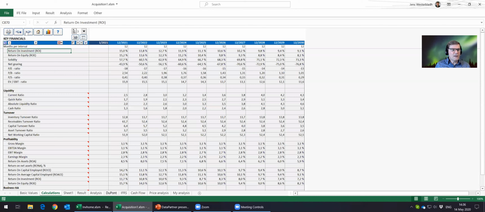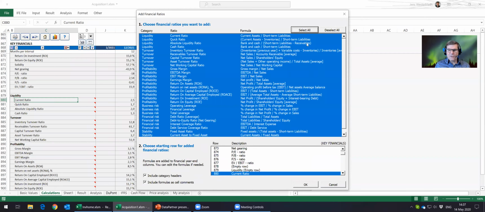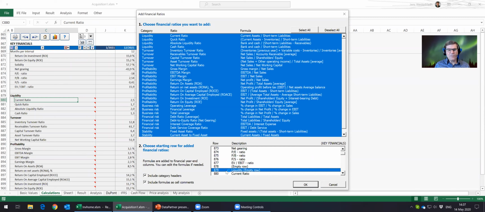But if I go forward, I come to the key financials. In this particular case, there were some manually made ratios, and then there were these that are included in the new 3.9 function. You choose which is the first row, and from that row forward it will import the ratios.